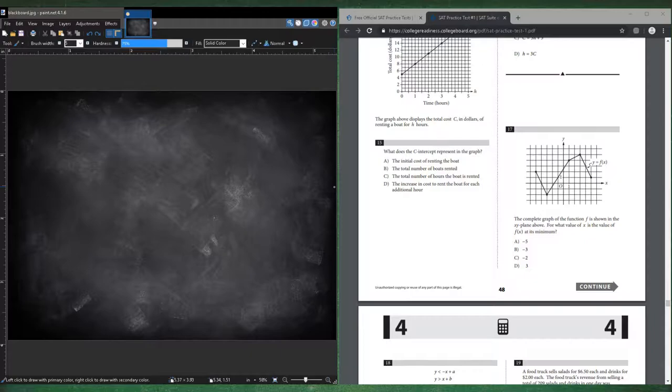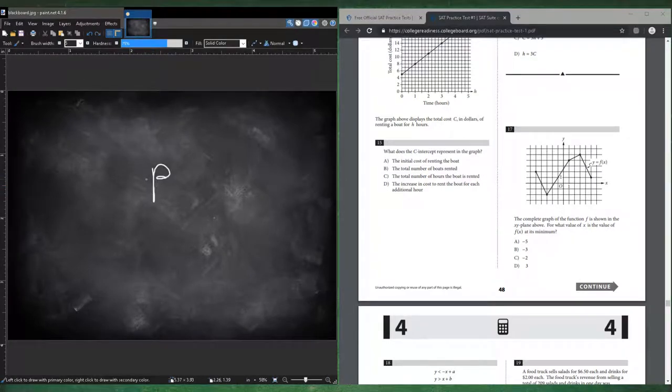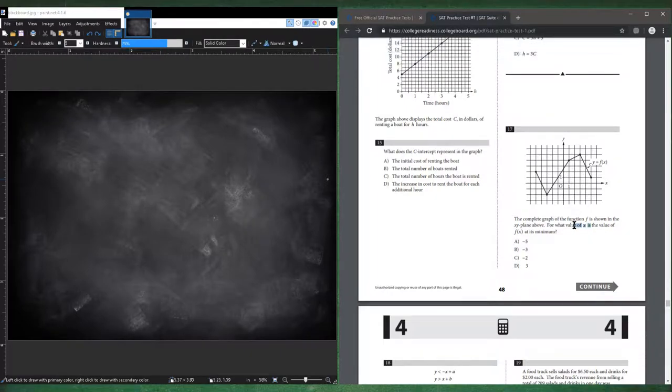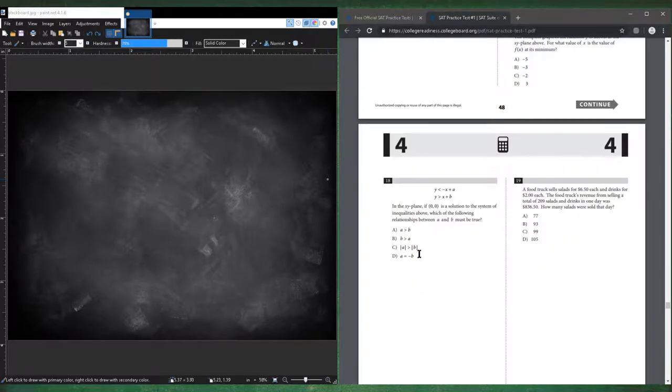Question 18. For what value of x? So the answer is B. Sorry, I read the question wrong. It's B, because it's asking for the x value. I just made a mistake, so you might want to read it like I just did. I misread it and thought it was asking for the value of y when it's asking for the value of x. So be on the lookout for that.